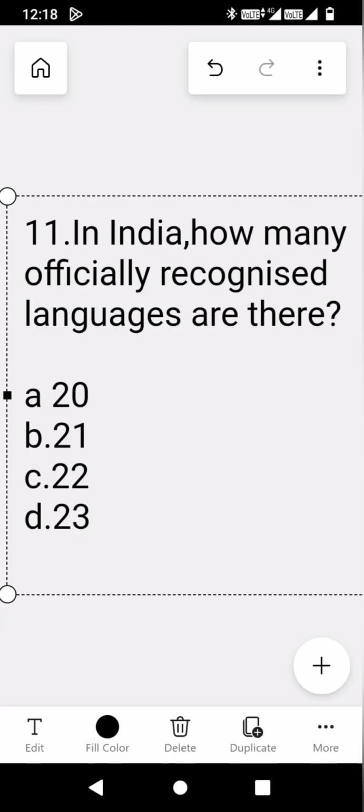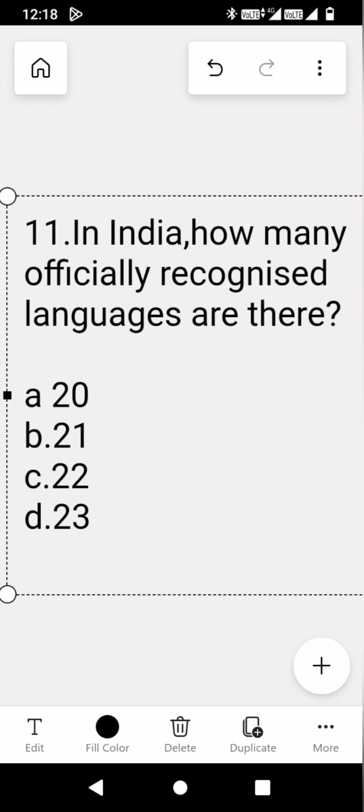The 11th question is, in India, how many officially recognized languages are there? A is 20, B option is 21, C option is 22 and D option is 23. And the right answer is C, 22.